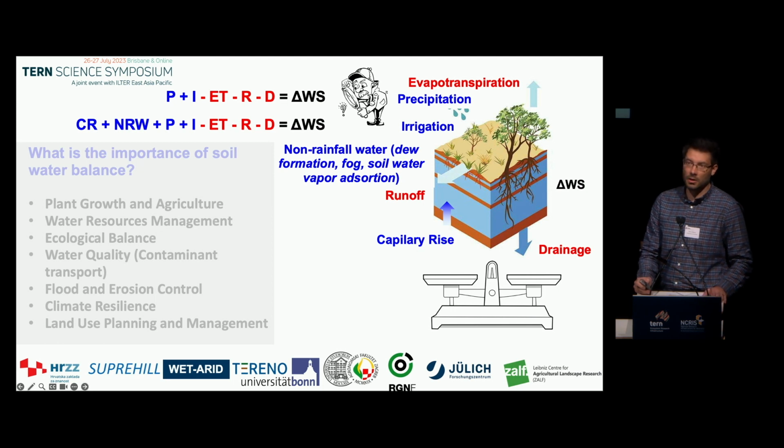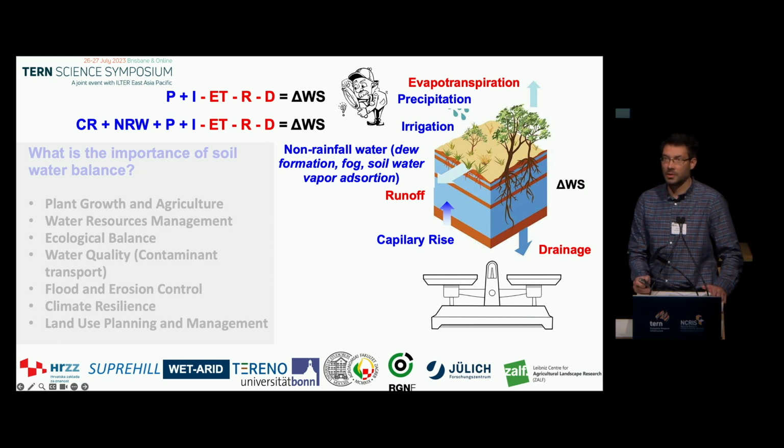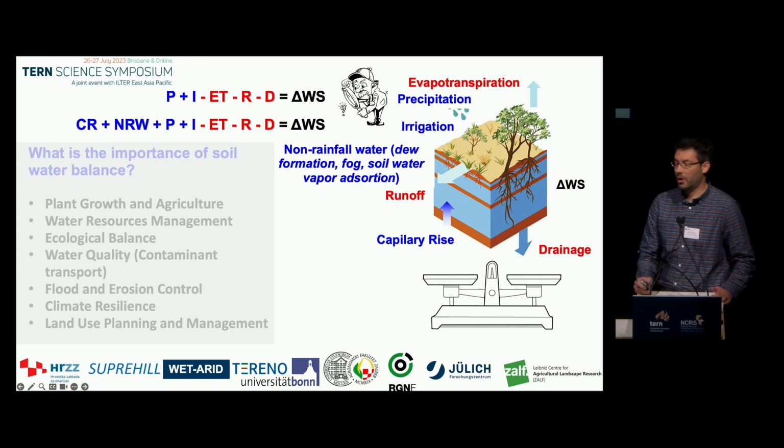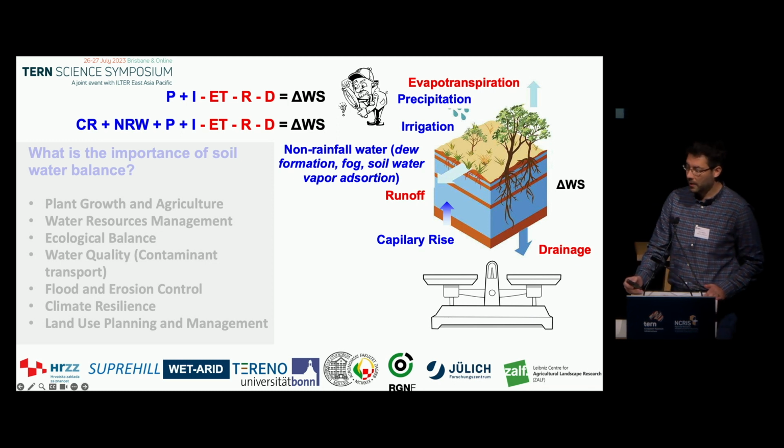And also, not many people know that it's very important, especially in arid environments, to know about non-rainfall water inputs, which are dew formation, fog, soil water absorption, and soil water vapor absorption. So how can we quantify that?